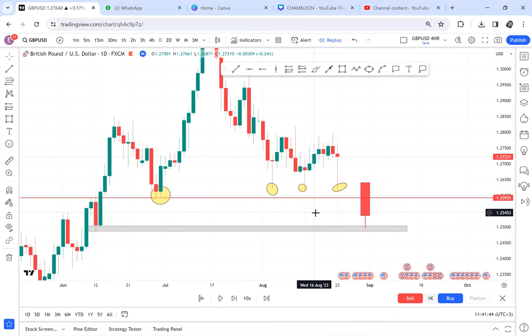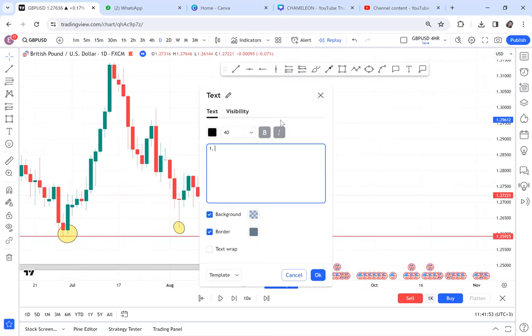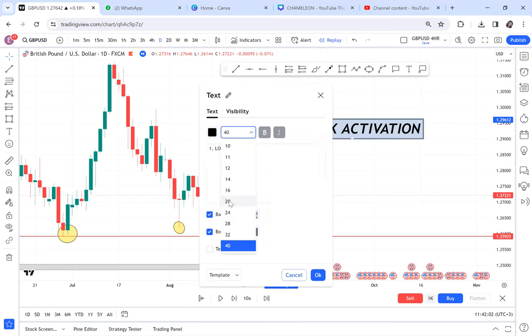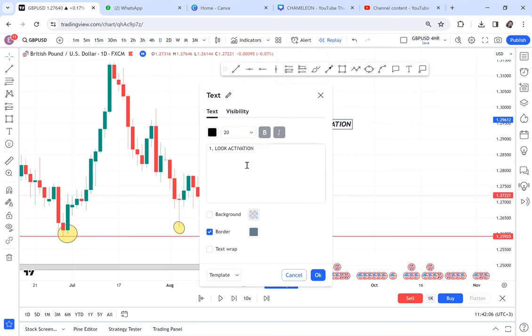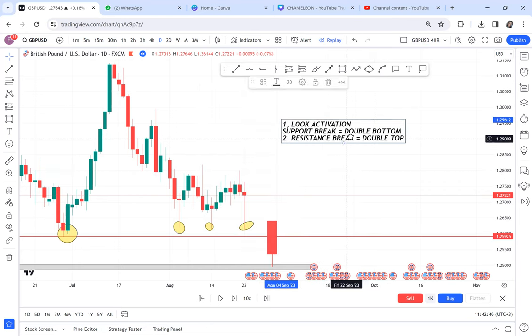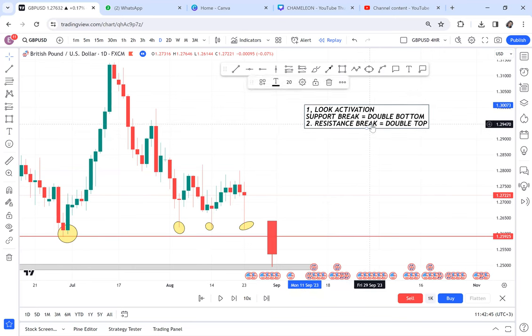That is one incident. When your support area or your resistance area is broken, number one, and I need you to write this in your notes: look for any activation. So we are looking for any activation so that we don't have a pattern that you're not aware of. If it's a support break, you look for what? For a double bottom activation. Number two, if it's a resistance break, you look for a double top, because a double top can form as a result of a resistance break. So having this in mind will really help you, because once the break is done, that's what you're looking for.